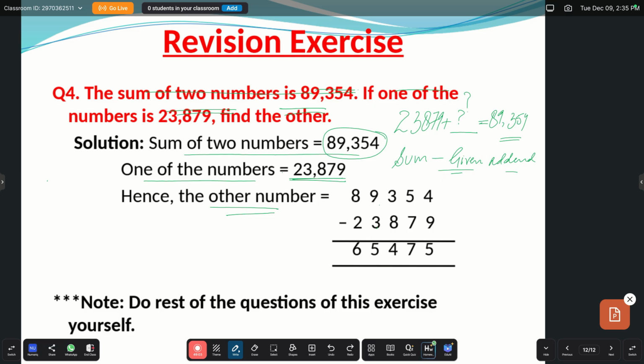Okay, dear, what is sum? 89,354. What is one of the numbers? 23,879. Now, I will subtract these two numbers. I will subtract this number from this minuend. Can you subtract this 9 from 4? No. So, I will borrow 1 from this tens. It will become 4 and it will become 14. What is 14 minus 9? It is 5.